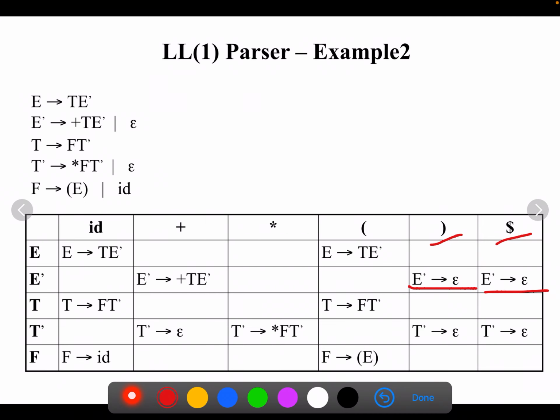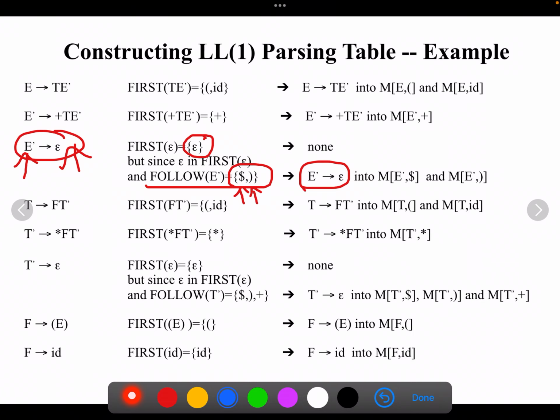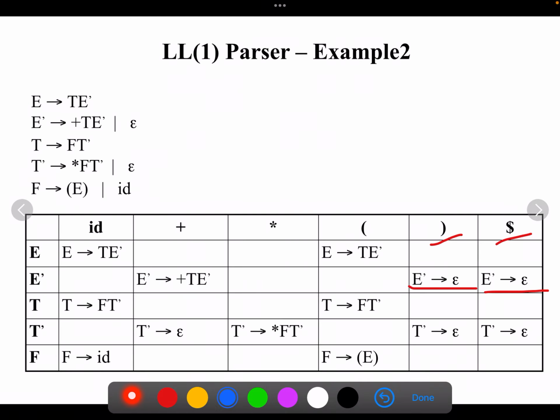In a similar way, you should also do for one more element here, that is T dash. T dash is having first epsilon production. Because it is having an epsilon production, you have to take the follow of T dash. For follow of T dash, you have to write the epsilon production for all these elements. That is dollar, closing parenthesis and plus. They should include what? Epsilon production. So we have filled the epsilon productions. So this is the complete information about construction of the table by making use of the first set and the follow set. Thank you.